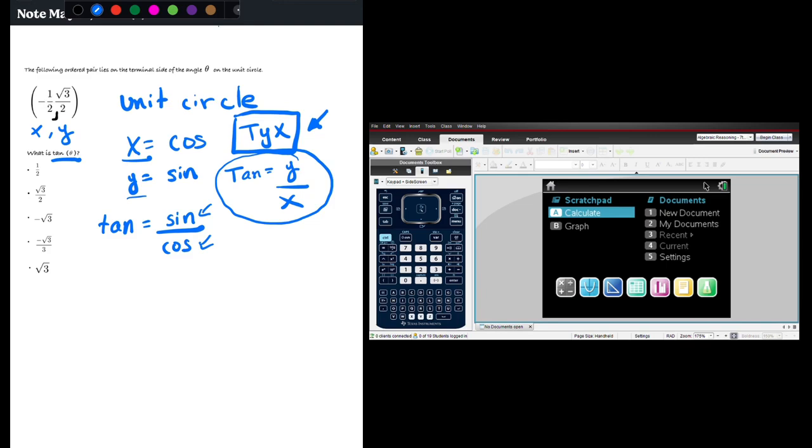Okay, so since we're looking for tangent here, all I'm going to do, guys, is tangent is equal to y over x. In this case, I know that our y value, this one right here, is the square root of 3 divided by 2. I'm going to input that number here, and then our cosine value is going to go here. Our y is up here, our x is down here. So tangent is equal to our y value, the square root of 3 over 2, divided by our x value, negative 1/2. So this is where I'm going to take this to the calculator and try to get an answer.